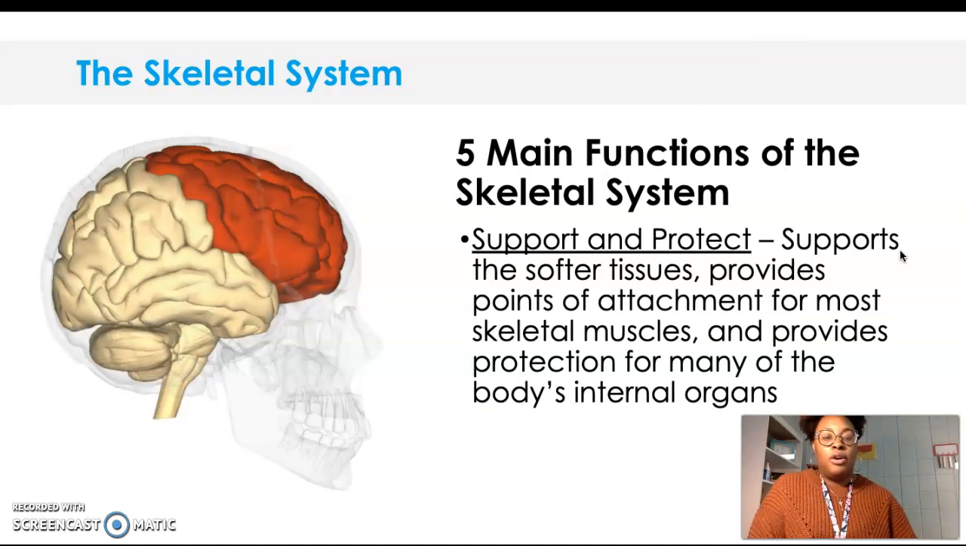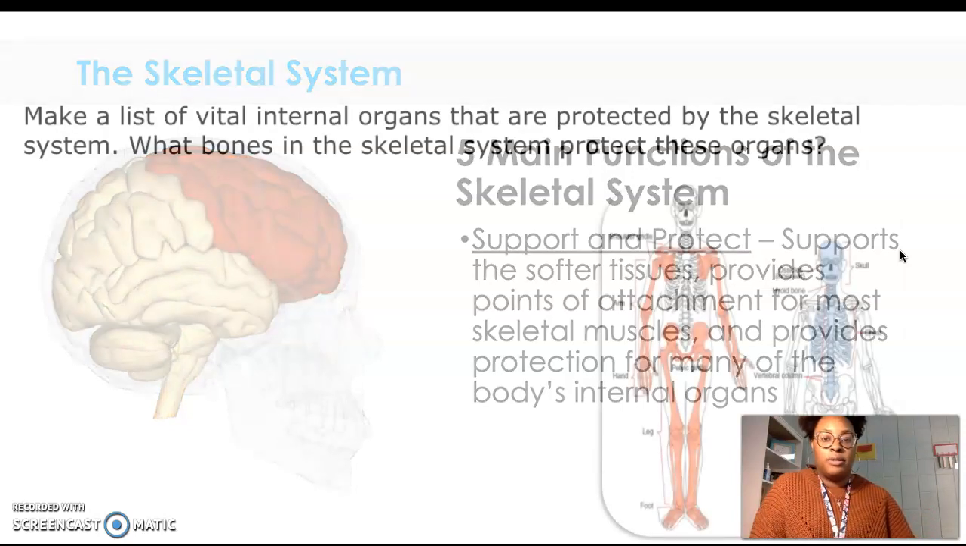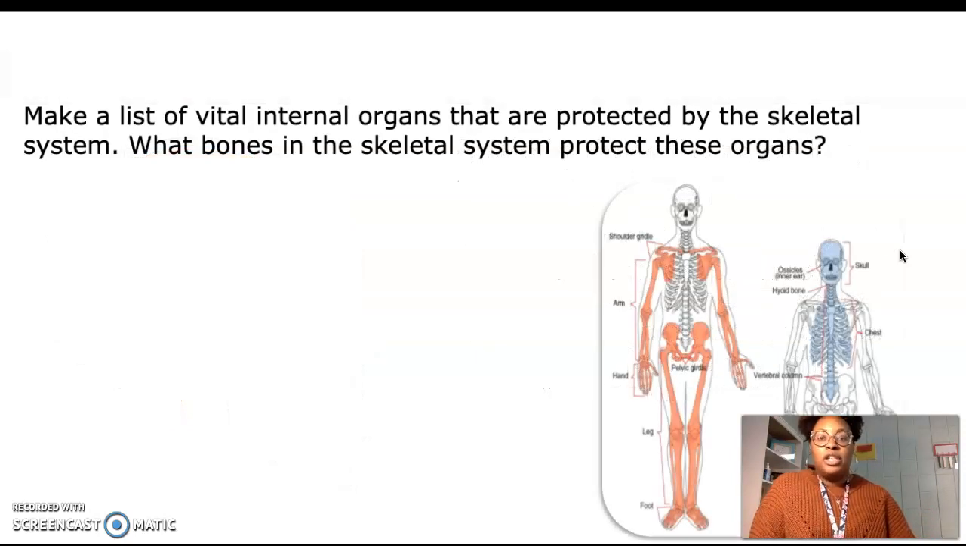All right, so they support and protect. So it supports the softer tissues. It also protects your brain, and like I said, your heart and your lungs. All right, so if you can, maybe pause the video and make a list of internal organs that are protected by the skeletal system. And what bones protect those organs?